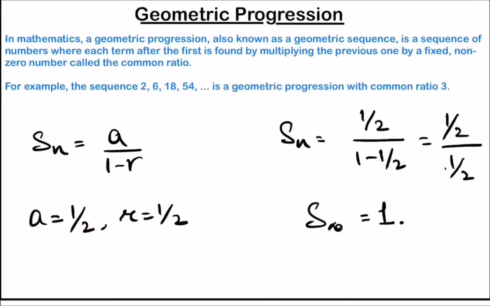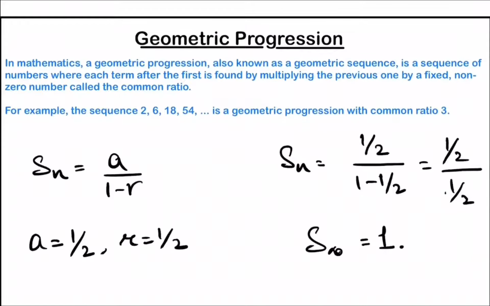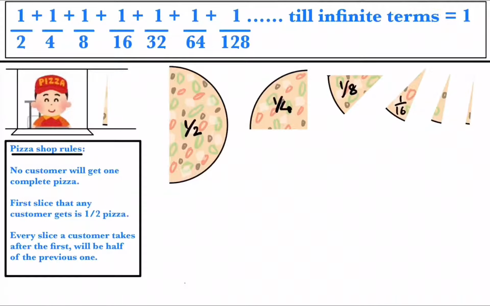But this result doesn't seem to be very satisfying. That's why let's begin with our visual proof for this equation. Now, in order to prove it, I want you to consider a situation where you go to a pizza shop.